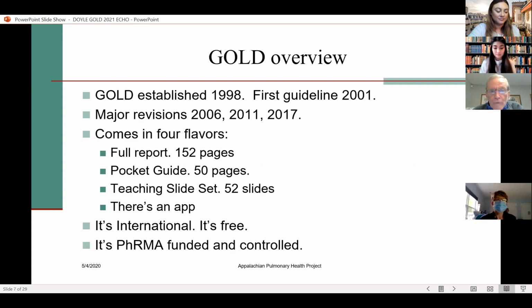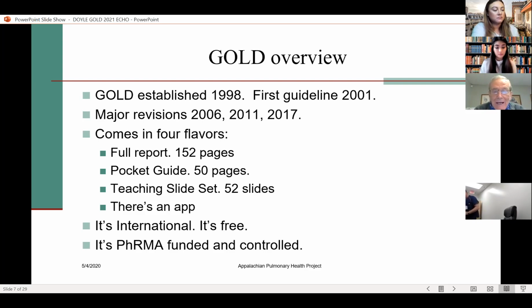So here's an overview of the GOLD report. In a little history. GOLD, the Global Initiative on Obstructive Lung Disease, was established in 1998. They came out with their first guideline in 2001. They made major revisions, 2006, 2011, 2017, and perhaps because of the new chapter this year, we should say 2021. It's important to know that GOLD comes in 4 flavors. There's the full report, which is 152 pages, which actually isn't that long.